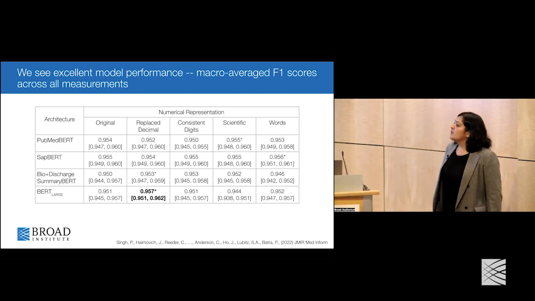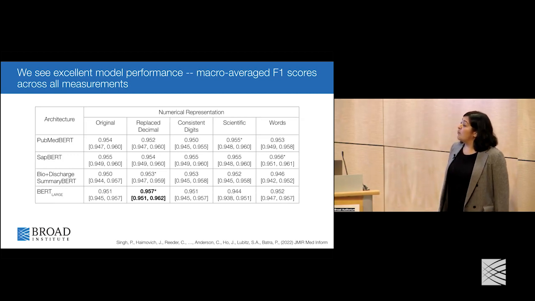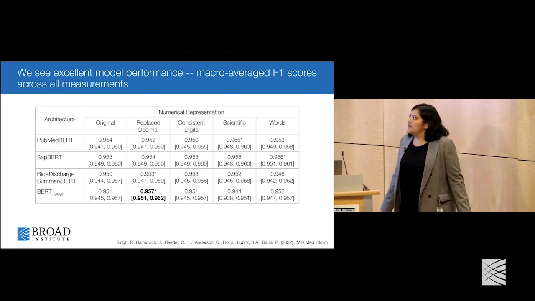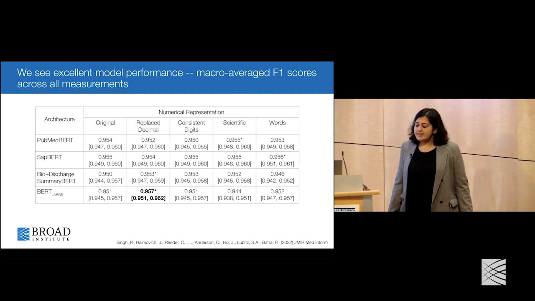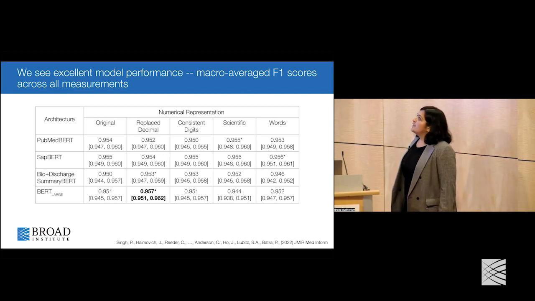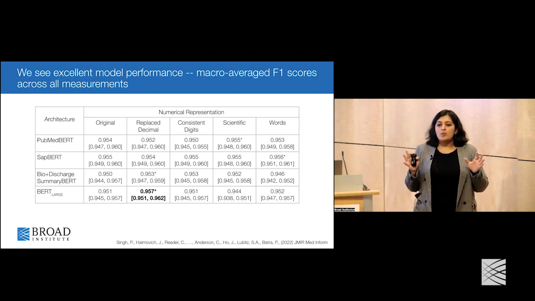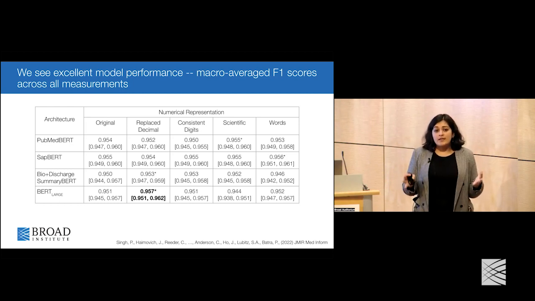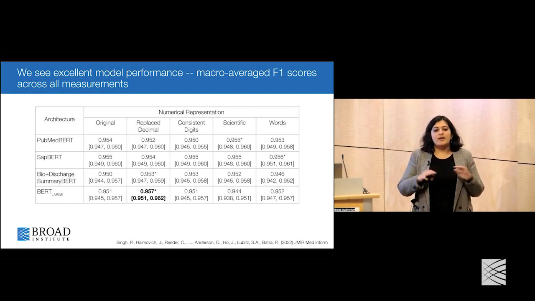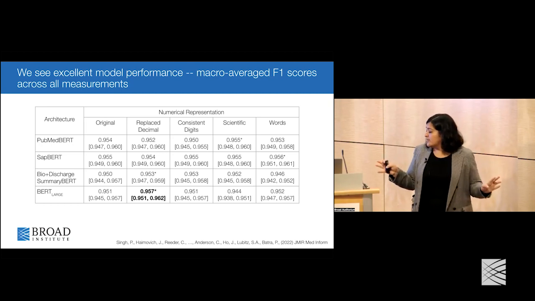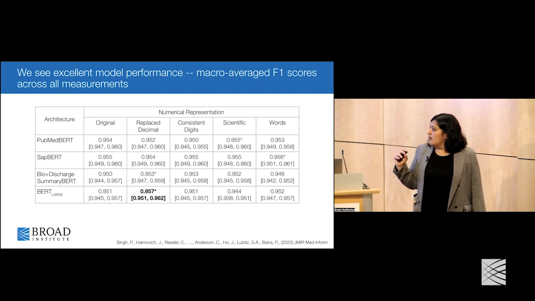Great. So once again, we see pretty excellent model performance across all the different architectures and the different numerical representation schemes. So what you're seeing here is macro averaged F1 scores. F1 is the harmonic mean between precision and recall. We compute the F1 score for each of the 21 measurements that we're extracting, and then we average across them. So you're kind of seeing how well can we extract all the measurements. And 95% confidence intervals in the brackets.